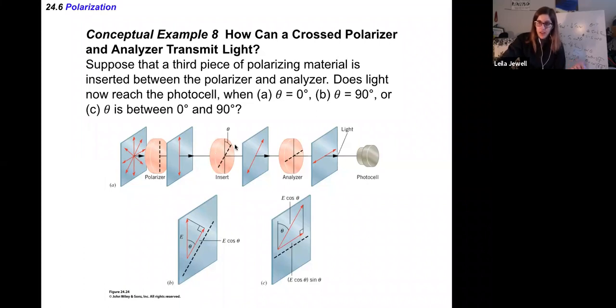But a really interesting effect is if it's somewhere between 0 and 90. Because if it's somewhere between 0 and 90, then we notice that the light can be vertically polarized from the polarizer, and it will then become polarized at an angle after passing through the insert. And that angle means that it does have a horizontal component now. And so when it passes through the analyzer, some light can still get through. So this is pretty nifty, that you can go from having no light to having some light get through. And then if you go all the way to 90 degrees, no light will get through again.